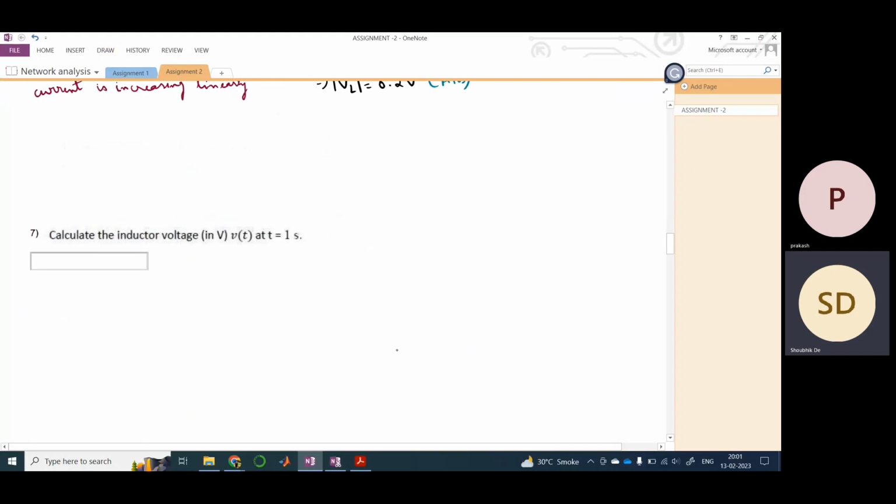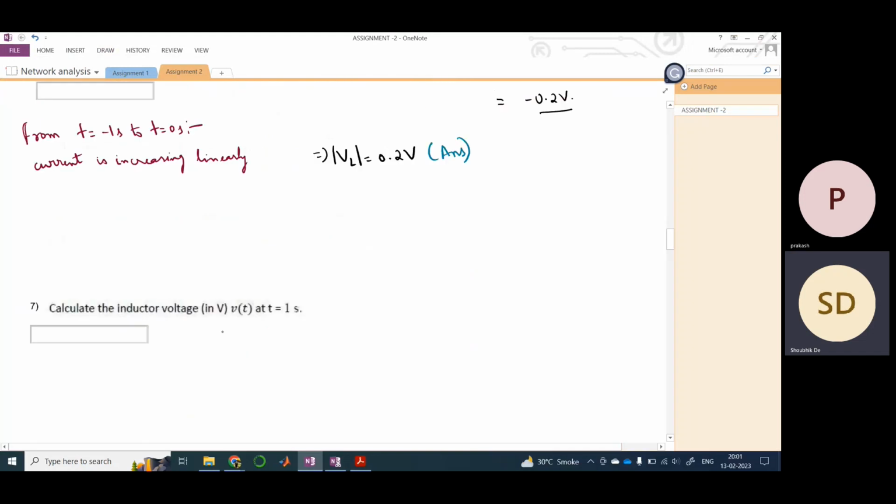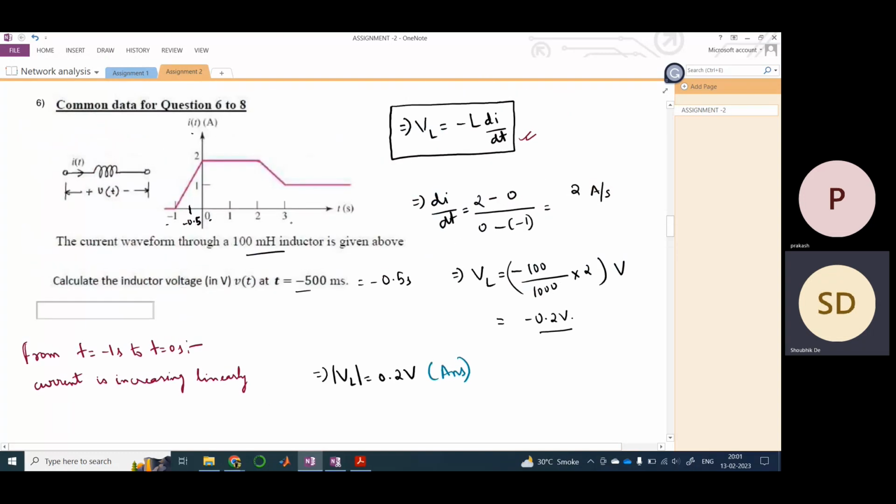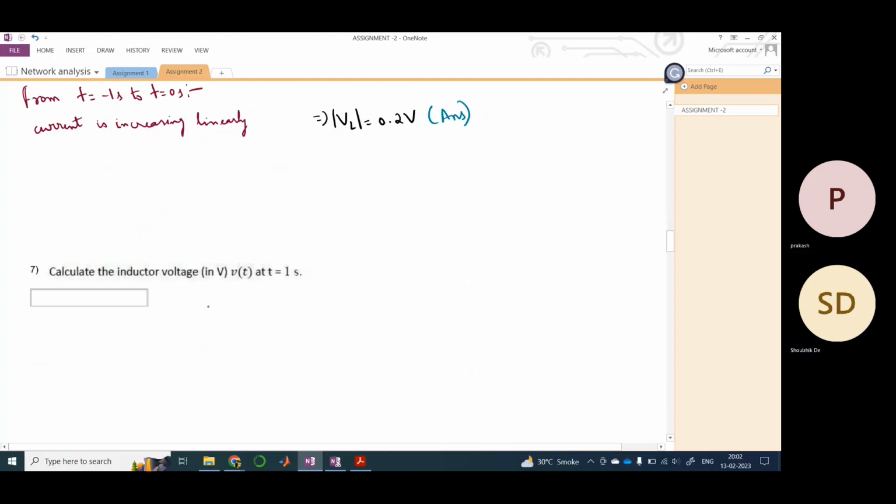Okay, so now here they have told us to find the voltage v(t) at t equals 1 second. So again, as I told you, what is my current at t equals 1 second? It is 2, right? It is constant from 0 to 2 seconds. If I write here, from 0 second to 2 second, my current is constant.